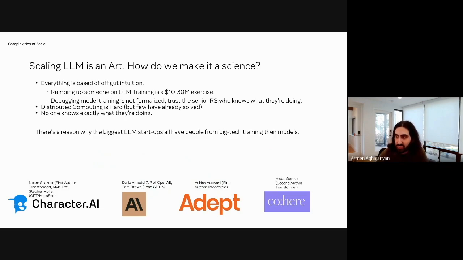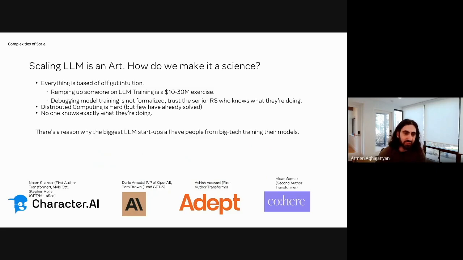Distributed computing is hard, but a few people have begun solving it. And I put this out very explicitly: I don't think anyone fundamentally understands what they're doing when they're training large language models. They just have intuitions about how to properly train them. Because of that, I think there's a reason why all of the large language model startups, including Cohere, all have people from big tech training their models, where they use the compute that's available in big tech to ramp up. And then they go and start up their own companies.